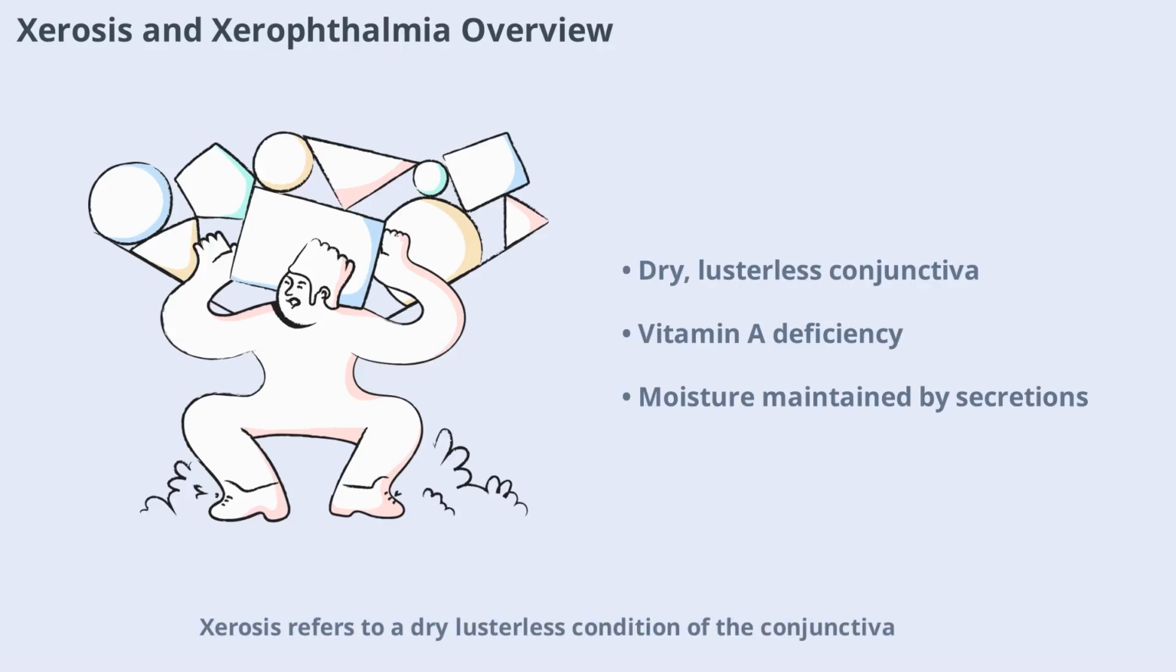Xerosis refers to a dry, lusterless condition of the conjunctiva, while xerophthalmia is a more severe form involving the cornea, often due to vitamin A deficiency. The conjunctiva and cornea are normally kept moist by a combination of lacrimal fluid, oily secretions from meibomian and Zeiss glands, and mucus from goblet cells. Disruption in any of these components can lead to dryness and increased risk of infection.